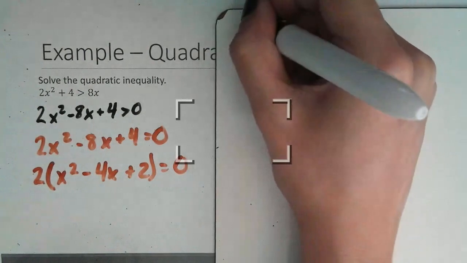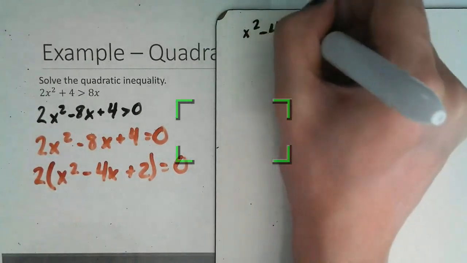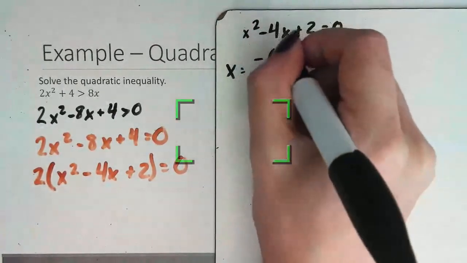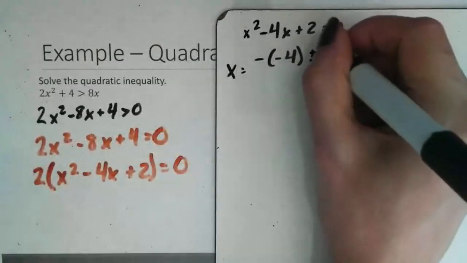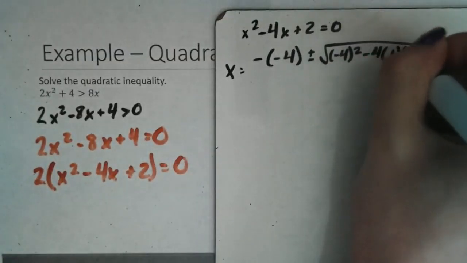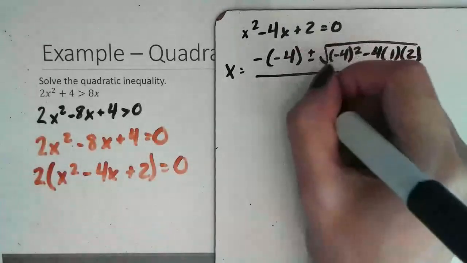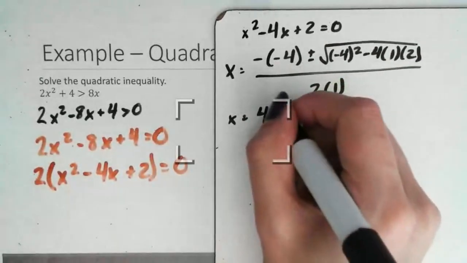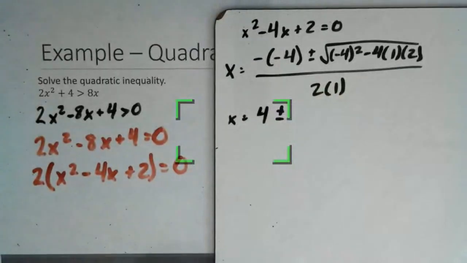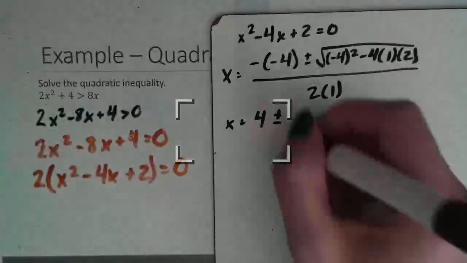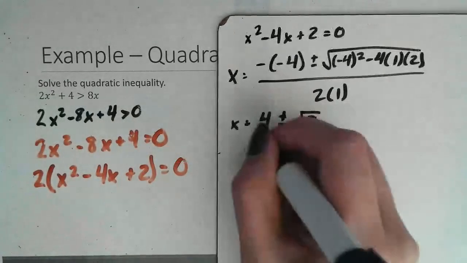So if we're using x squared minus 4x plus 2 equals 0, we'll have x is equal to -4 plus or minus the square root of -4 squared minus 4 times 1 times 2 all over 2 times 1. So a -4 turns +4 plus or minus the square root of -4 squared minus 4 times 1 times 2 is 8. So we have the square root of 8 all over 2.